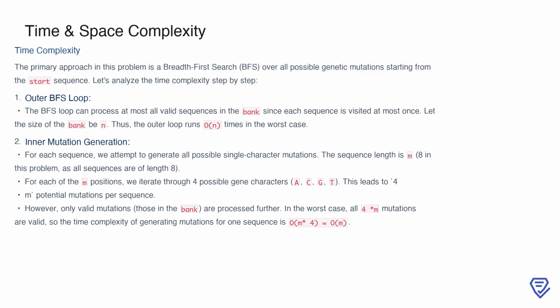Now, within the BFS, we generate all possible single-character mutations for the current sequence. Since each sequence has a fixed length m of 8, and we iterate through 4 possible gene characters for each position, this results in 4*m potential mutations per sequence. While only valid mutations in the bank are processed further, we consider the worst-case scenario where all 4*m mutations are valid. This gives us a time complexity of O(m) for generating mutations for one sequence. Together, these steps form the basis for understanding the overall complexity of the BFS approach.